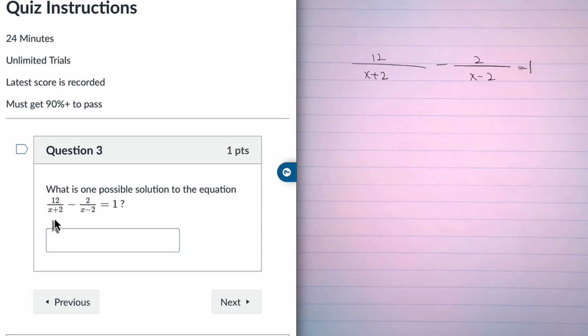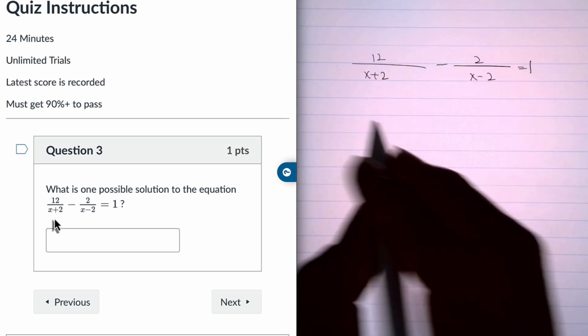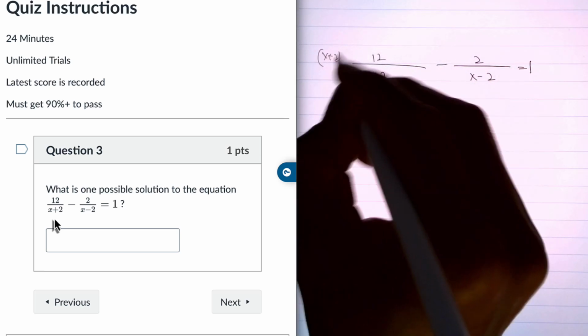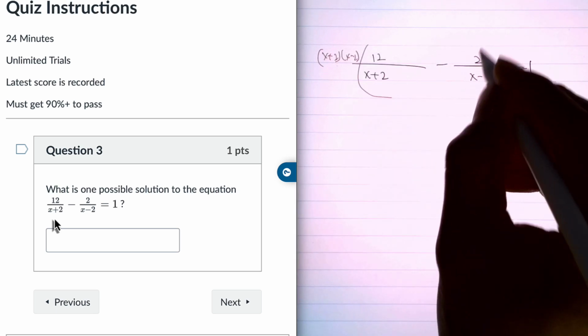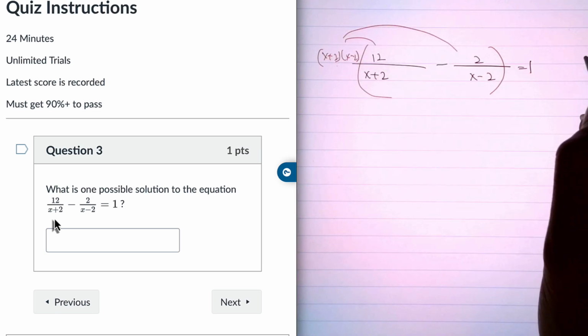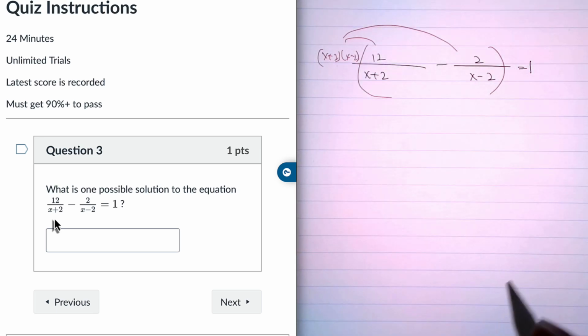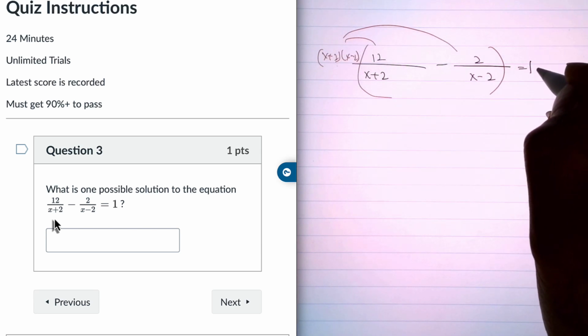So to get rid of this x plus 2 and x minus 2 underneath, we multiply by the least common multiple between these two, and that would be simply the multiplication of these. So we have x plus 2, x minus 2, which will multiply to both terms as well as both sides of the equation.